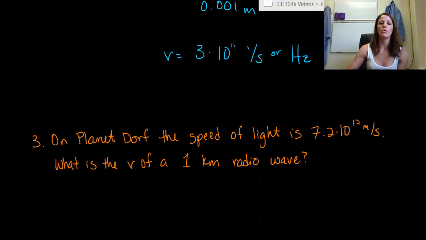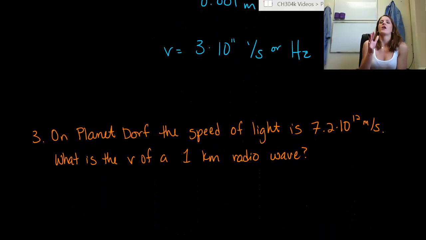All right, let's try one more, but please note that this is different, all right? So now we're on planet Dorf, Bieberdorf, right? Ha ha ha. Okay, sorry. So planet Dorf, this is in a different universe, all right? We're no longer here. We've somehow magically gone to a different universe, and the speed of light has changed. So it's no longer 3 times 10 to the 8th meters per second. It is now 7.2 times 10 to the 12th meters per second. Now, what is the frequency of a 1 kilometer radio wave? Go. All right, did you get an answer?